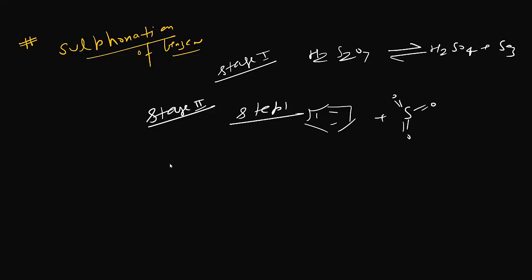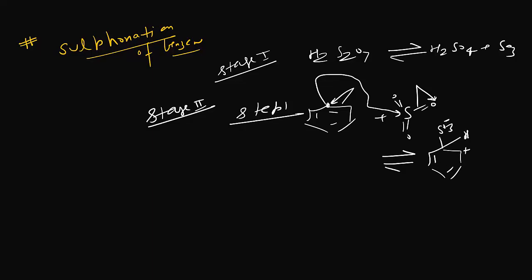Let me show you something here. When pi electrons shift in this manner in benzene, this side becomes the nucleophile. This nucleophilic side attacks sulfur, and the sulfur-oxygen double bond pi electrons shift towards oxygen. This way, the positive charge comes here. This becomes SO3 minus, with H here. Okay, now you can show resonating structures.